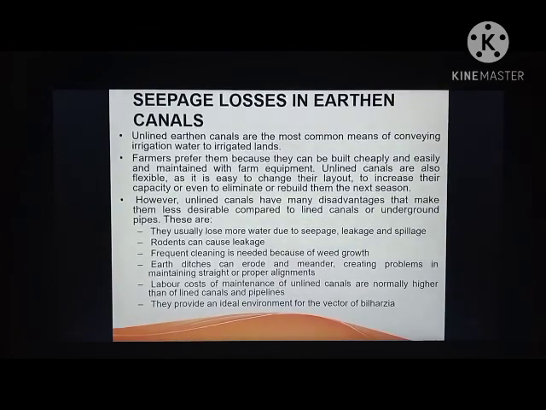In unlined canals, we all know that this is an earthen canal. This is commonly unformed or can be formed. It doesn't have a uniform shape, or it can be easily made, eliminated, and rebuilt. So we are talking about the earthen canal made of soil. So we are expecting that seepage, leakage, and spillage will occur in this canal.